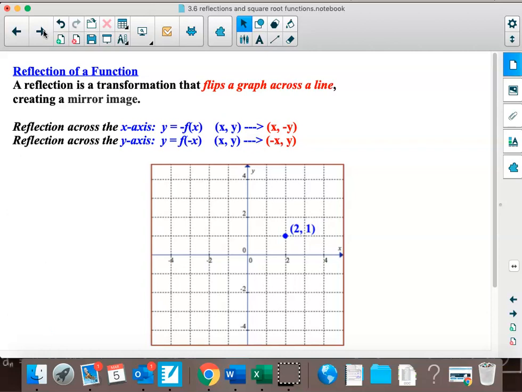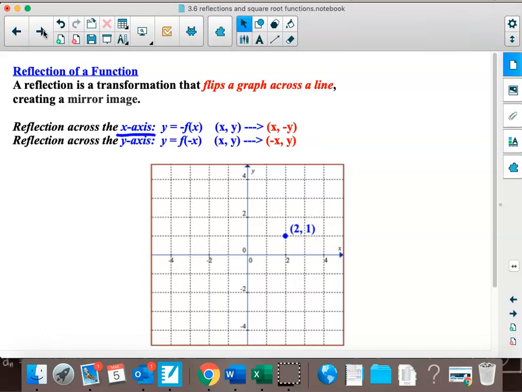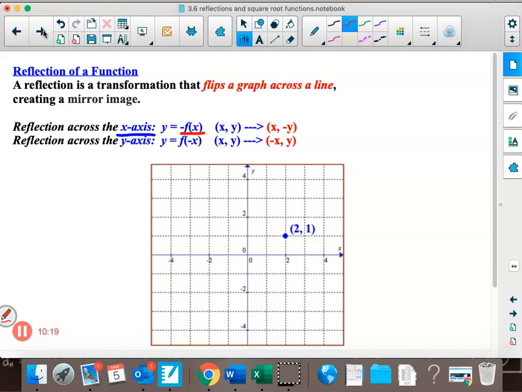The thing that's kind of unusual about reflections is they're a lot like left-right translations in that they do the opposite of what you think. So if we have a reflection over the x-axis, we multiply the y value by a negative. And if we have a reflection over the y-axis, we multiply the x value by a negative.